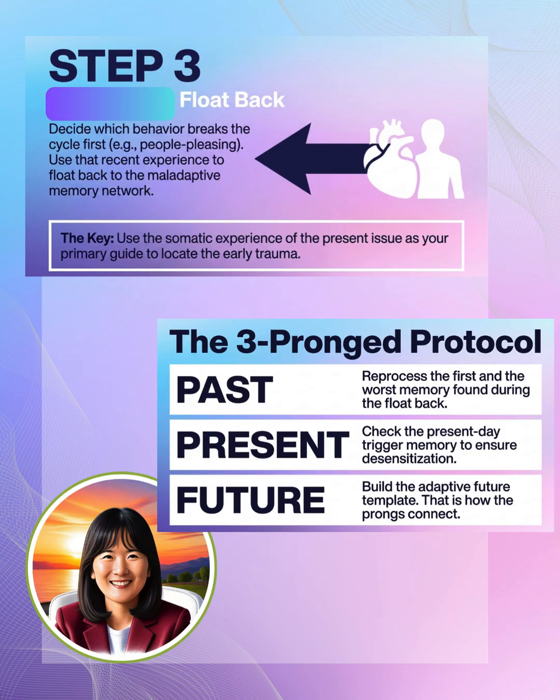And if not, come back to check if there are disturbances in the present day experiences to decide whether I need to reprocess the present day issues. And then we can build a future template, and that's how the three prongs are connected, which is to use the present day trigger issues, flow back to the past trauma memories, process at least the first and then worst two traumas, and check if any other trauma memory is still disturbing, and then come back to check if there's disturbance of the present day issue, and then build a future template.